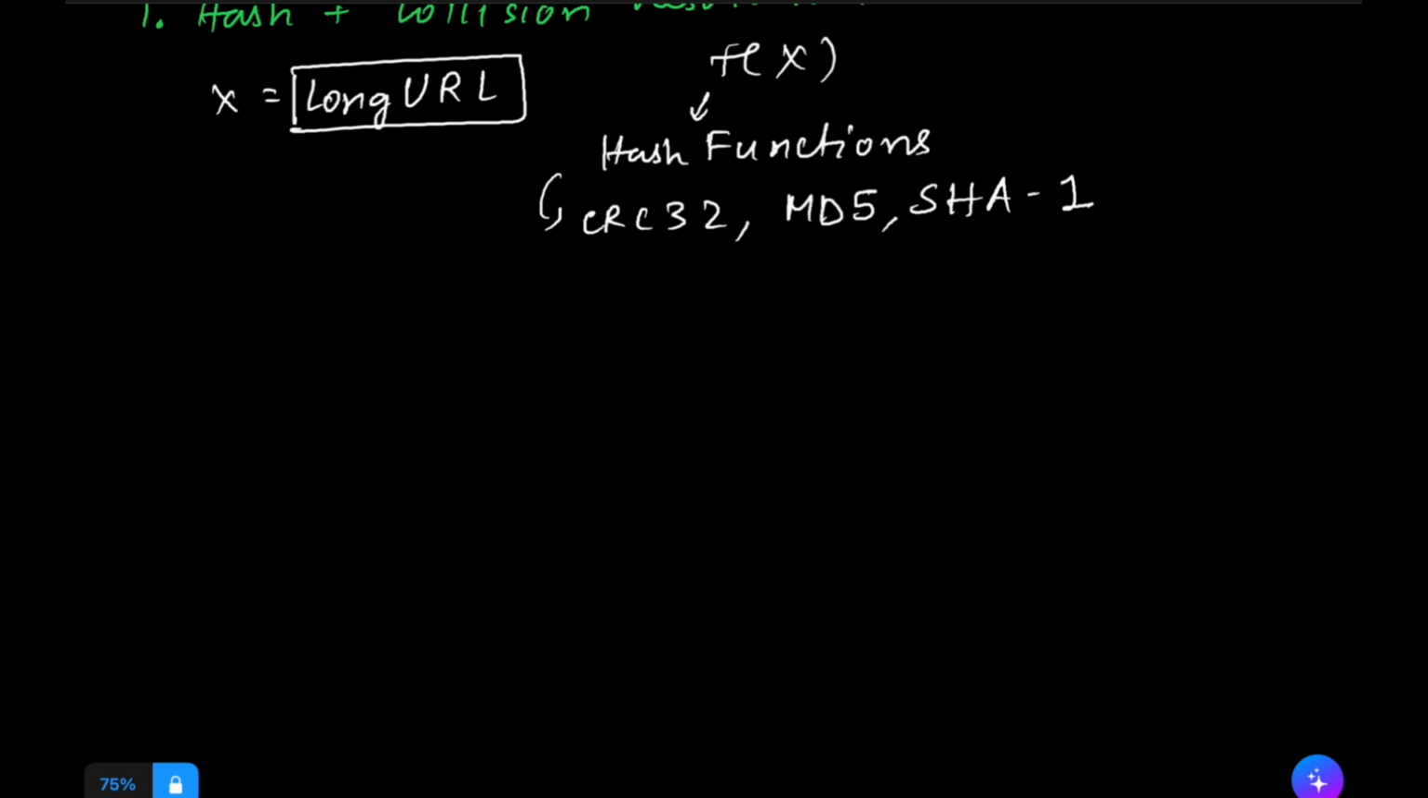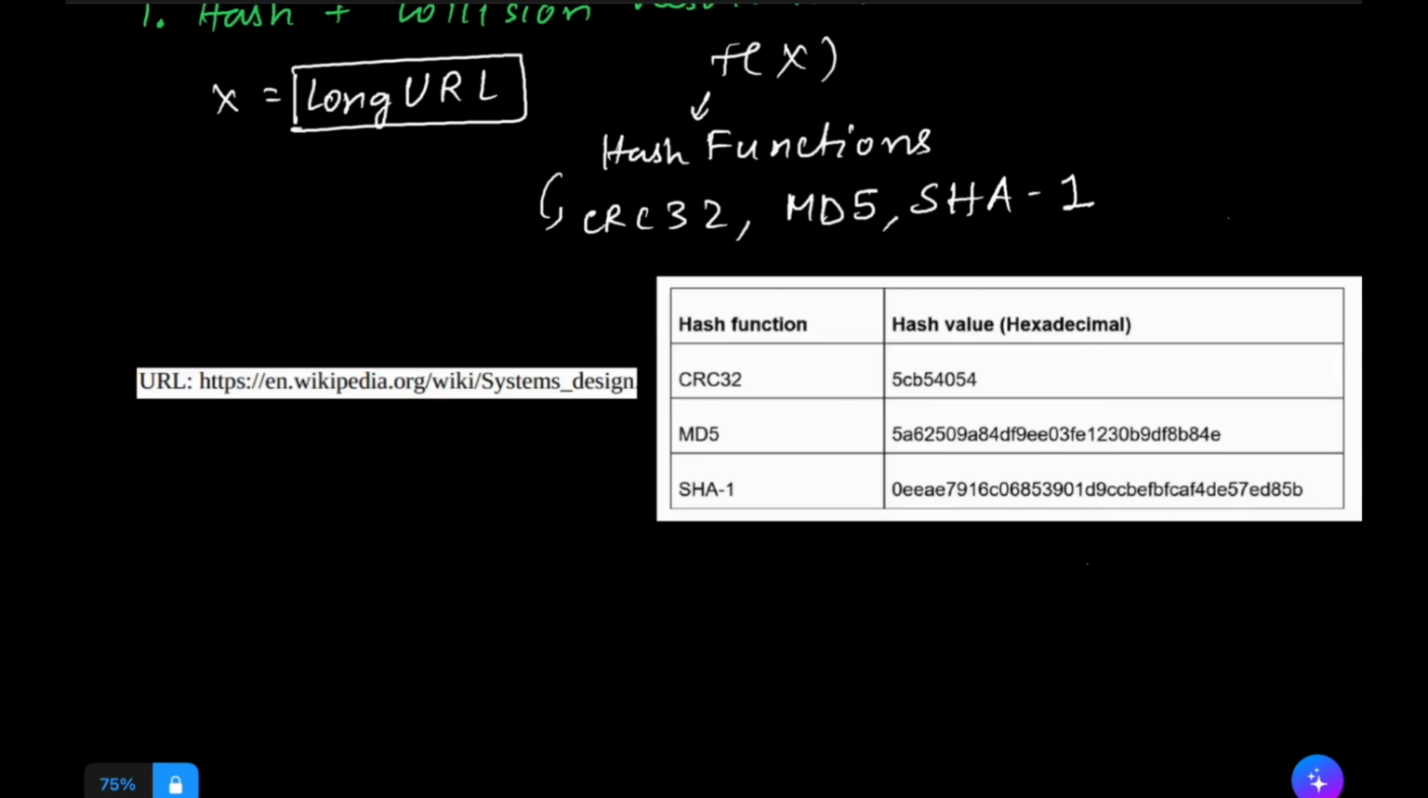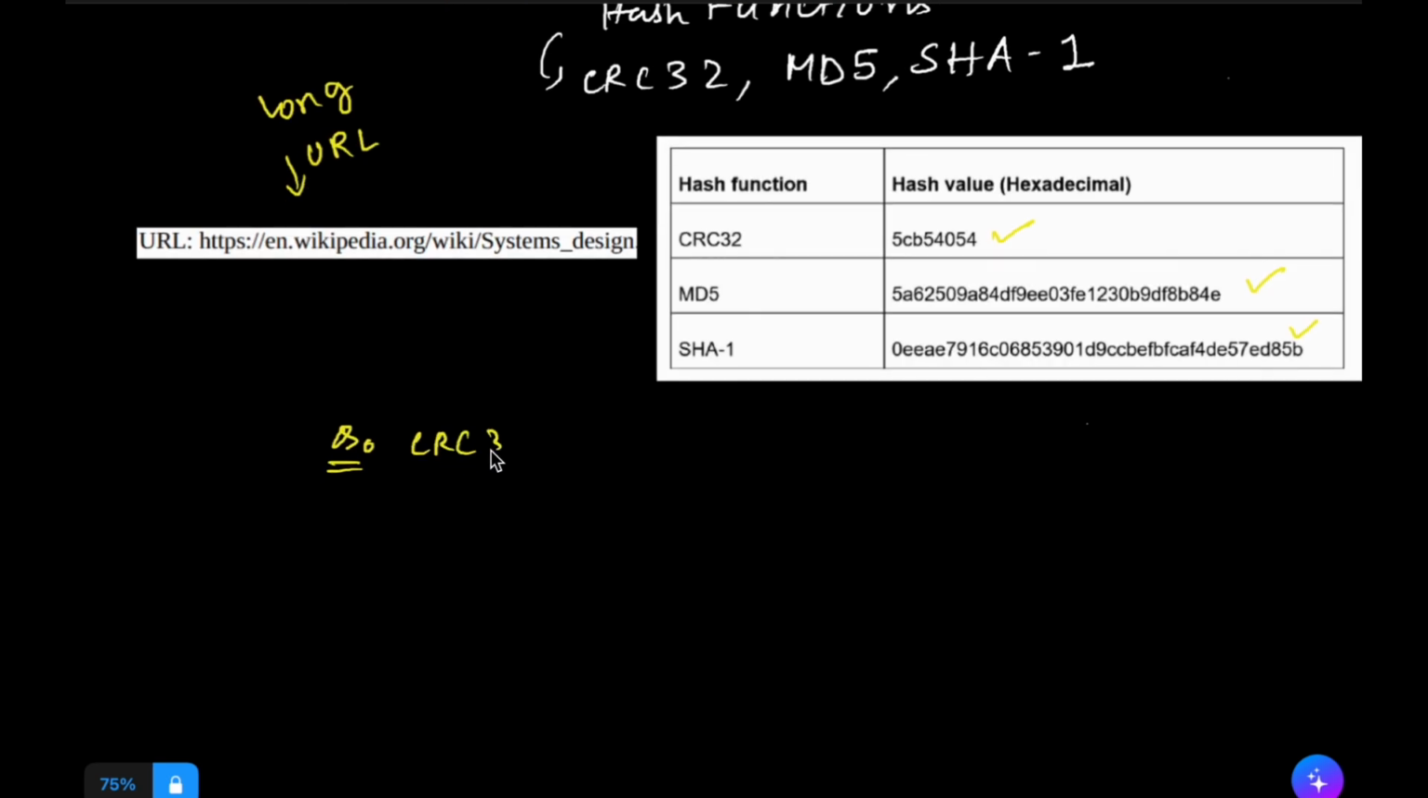So now let's look at an example. This is our long URL, for which we are getting the hash value using these hash functions, and as you can see, these are the values generated for our long URL. Even for CRC32, the length is always greater than 7 characters. So how can we make it shorter? Our question now boils down to: for CRC32, the length is greater than 7 characters, how do we make it shorter?